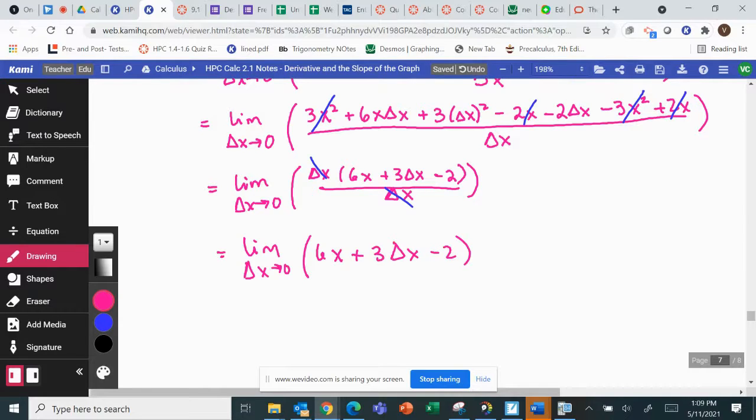So wherever I see the delta x, I just plug in 0. It'll be right here. And after we do that, we get f prime of x is equal to 6x minus 2.